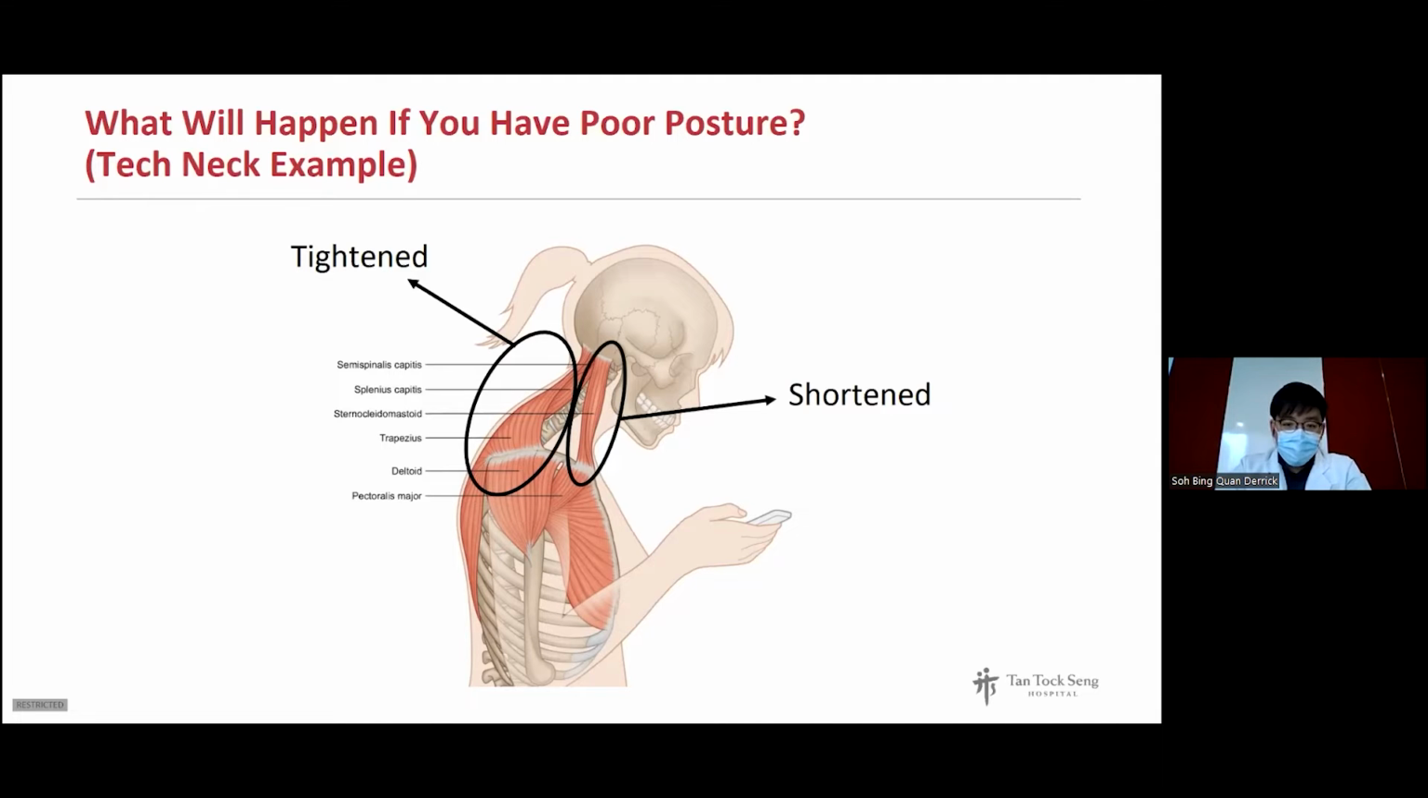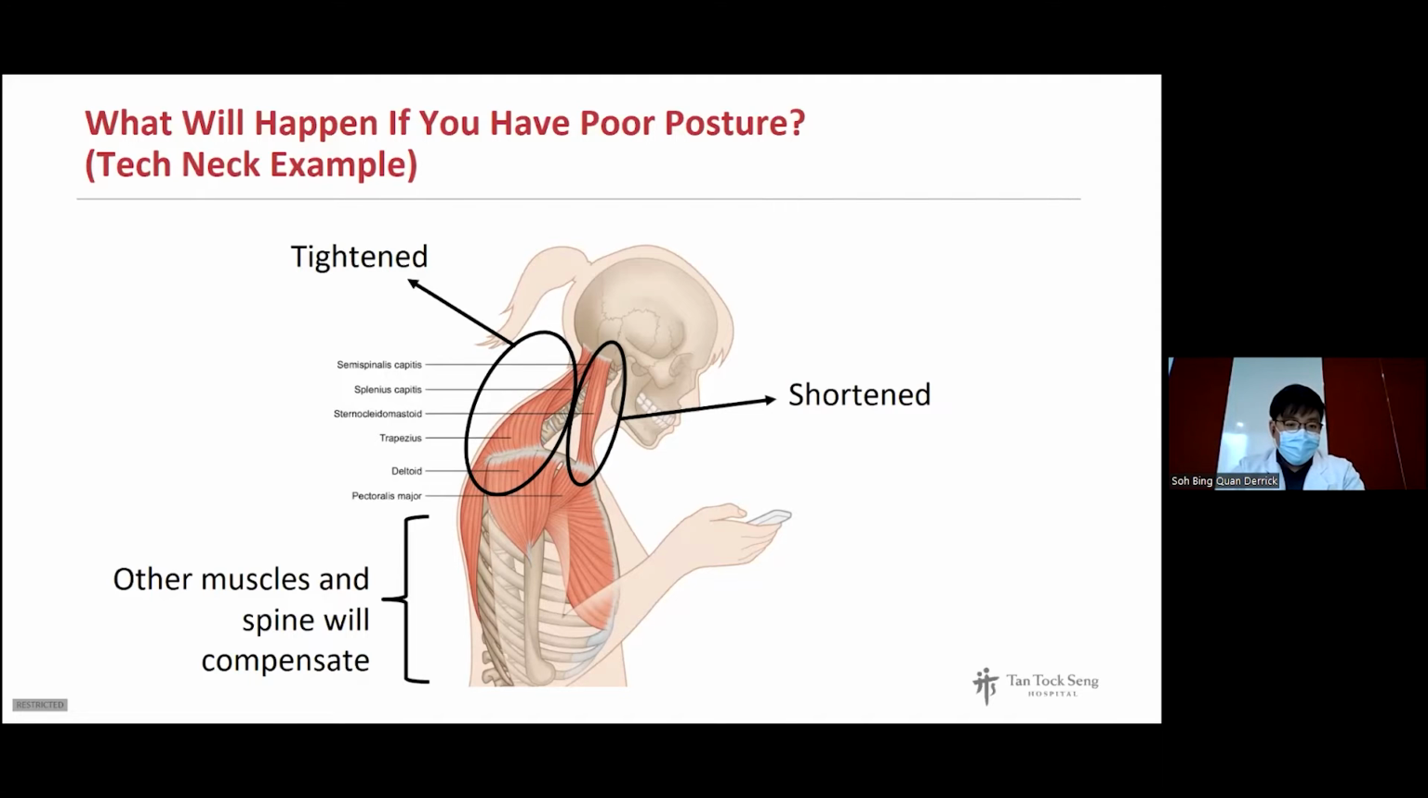So if you continue doing that, your SCM, the sternocleidomastoid, the muscles here, will shorten, because you don't need to lift up. Your body says, hey, you don't need these muscles too much, so I help you shorten. So save your energy to do other things in your body. Okay, so this one becomes shortened.